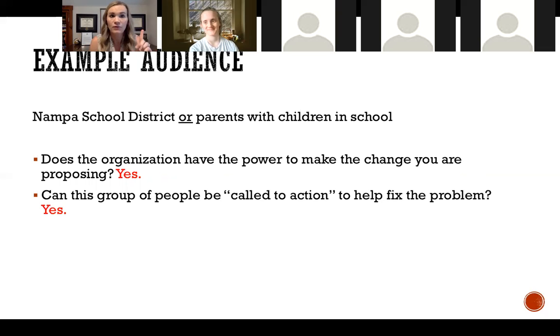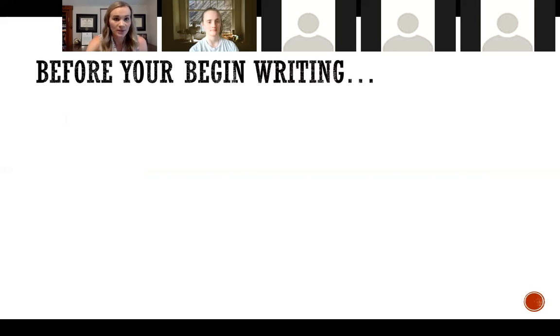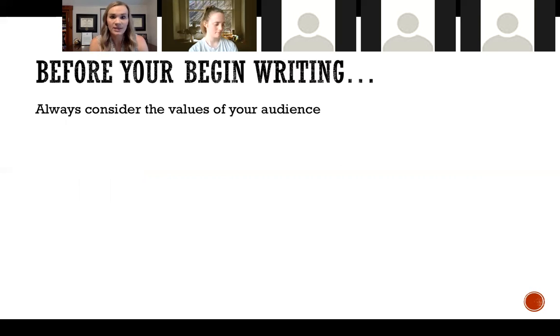Because based off of who your audience is, that's going to change the way that you communicate throughout your entire paper. So you really, really need to pay attention to who your audience is. This is one of our course objectives, being able to write to a specific audience. Before you begin writing, always consider the values of your audience, right? What do they care about? What should we be touching on when we are presenting our problem and solution?